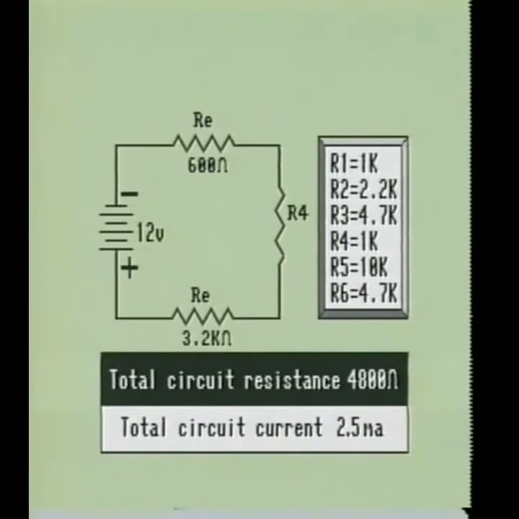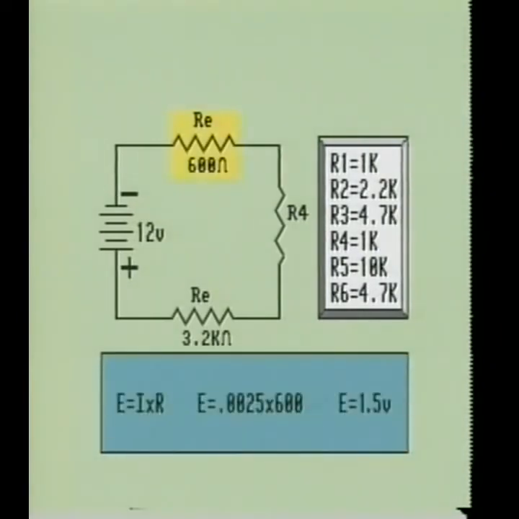Now we know the total circuit resistance and the total current flow in the circuit. Before we calculate for the current flow through each parallel resistor, we must first determine the voltage drops across each resistor. By knowing the value of the current flowing through the circuit, and by knowing the equivalent resistance in the circuit, we can calculate the voltage drops of the various resistors. To accomplish this, we will use Ohm's law formula E equals I times R.